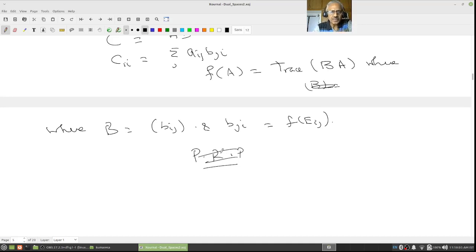Remember, if f is a linear functional, I have found a matrix B in M_n(R), and then A going to B times A, that is a linear map. Okay, from where to where? Anyway, it's a matrix operation, right? This is a matrix product, and trace of a square matrix is also well defined. So you can see this description is somewhat intrinsic.